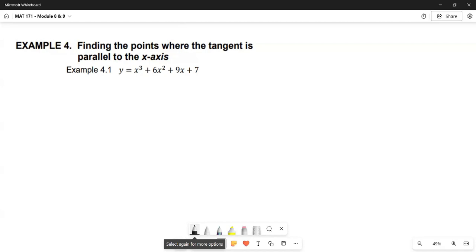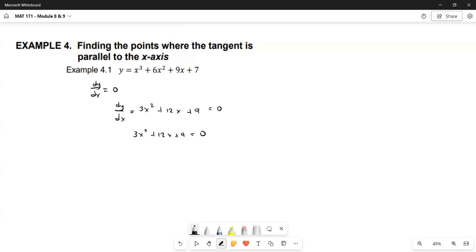Well, anyway, sabi dito, hanapin daw yung tangent na parallel sa x-axis. So pag sinabing parallel to x-axis, yung magiging dy over dx daw natin is dapat equal to 0. Okay? So kung ganun pala, kunin muna natin yung dy over dx. So we have y is equal to x cubed plus 6x squared plus 9x plus 7. Get the derivative. We will have 3x squared plus 12x plus 9. Okay, so equal to 0. So now we have 3x squared plus 12x plus 9 is equal to 0.